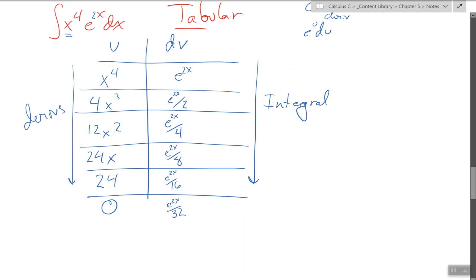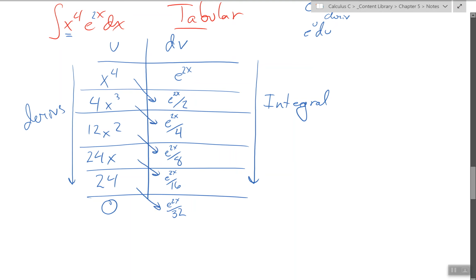So we have all of these parts now. We did our derivatives on the left, our antiderivatives on the right. Now we are ready to combine these and write out our antiderivative. So the way we do this is we go diagonally. So that x to the 4th will go with the e to the 2x over 2. The cubed, the squared, that, and that.